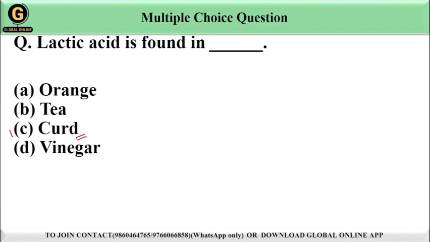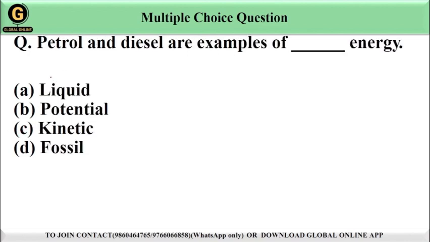So the correct answer among the option is option C, curd. Next question is, petrol and diesel are examples of dash dash energy. Options are given: option A, liquid, option B, potential, option C, kinetic, and option D, fossil.